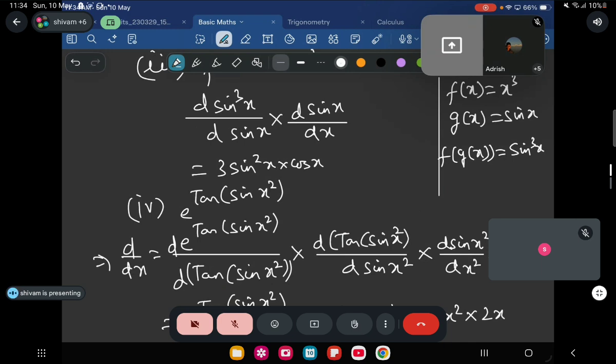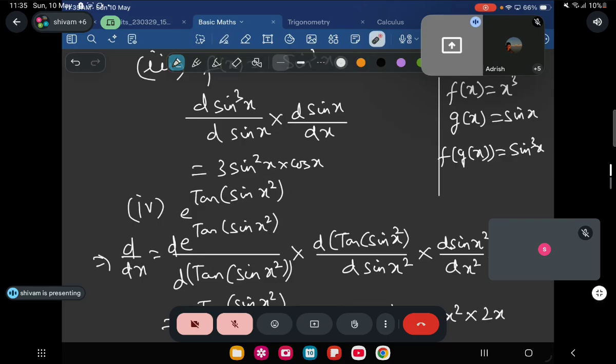They won't ask for the value, but they might ask to find dy by dx at x equal to pi by 2 or something. So this step you did with the identities. The last step you did with the identities. How do you get the last step?